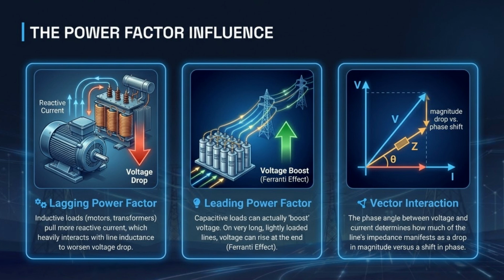The power factor also influences voltage. Lagging power factors worsen the voltage drop, while leading power factors can cause the Ferranti effect, boosting voltage. The vector interaction determines the drop's magnitude versus phase shift.